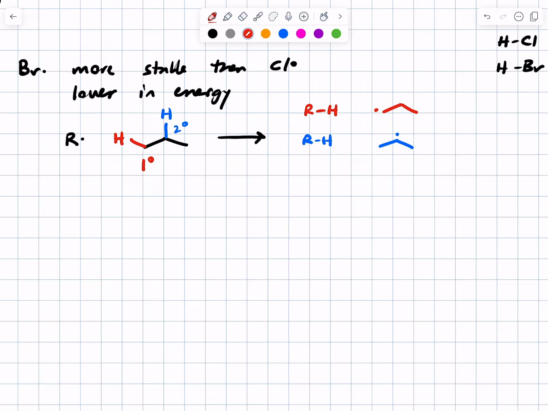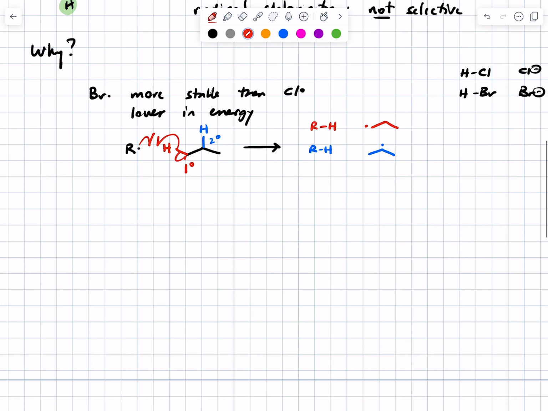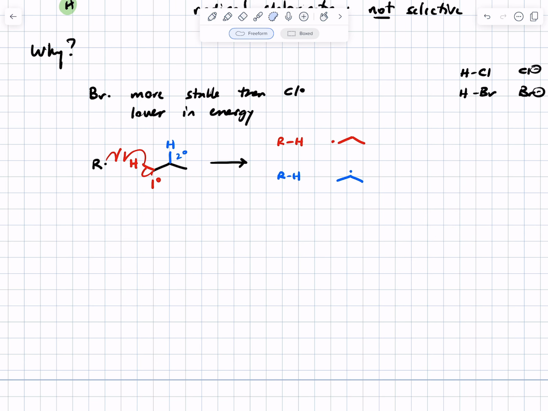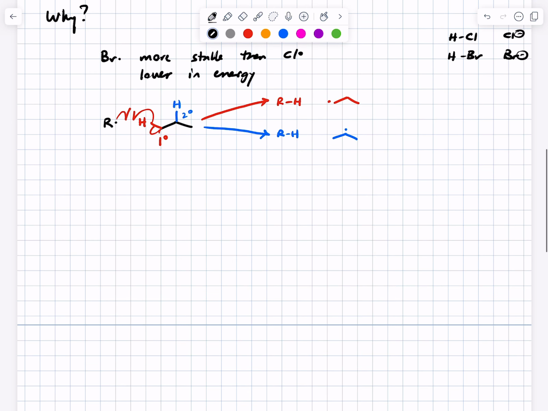I can push arrows for one of those. We'll show you path 1 where you get the primary carbon-centered radical, but I'll have you imagine the path to get the secondary carbon-centered radical, okay? Both of those paths, red path and blue path, are available to both chlorine and bromine. So let's see how they play out energetically. So here's an energy diagram.